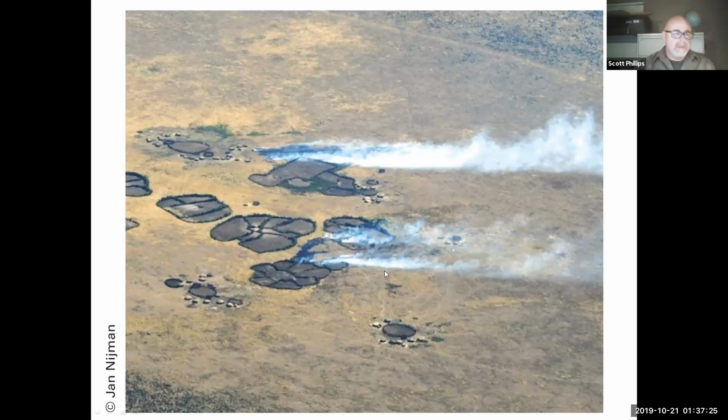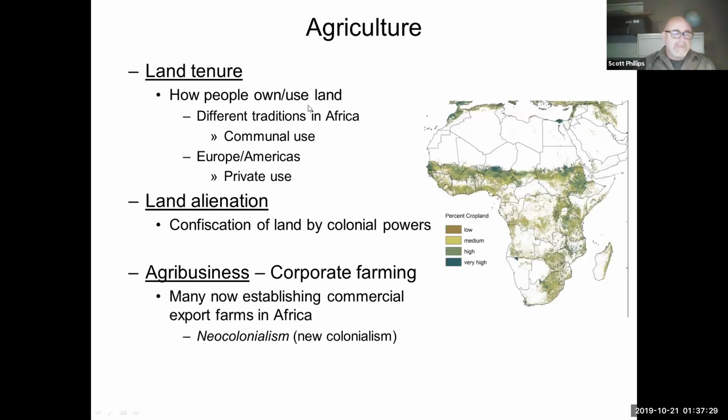And related to agriculture, I want to introduce a few other concepts. When we talk about how people use and own the land, this is called land tenure. And we have different traditions in Africa where there has been historically more of a focus on communal use than in Europe and the Americas, where private land is more of an accepted practice. And related to that, we have the concept of land alienation.